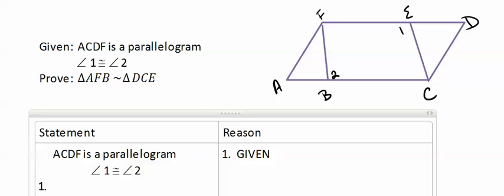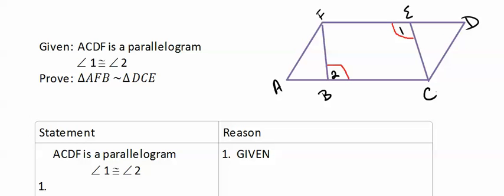We'll be looking at 3 examples today of how to use or prove similar triangles. Looking at the first example, we're given that ACDF is a parallelogram, that angle 1 is congruent to angle 2, and what we're trying to prove is that triangle AFB is similar to triangle DCE.